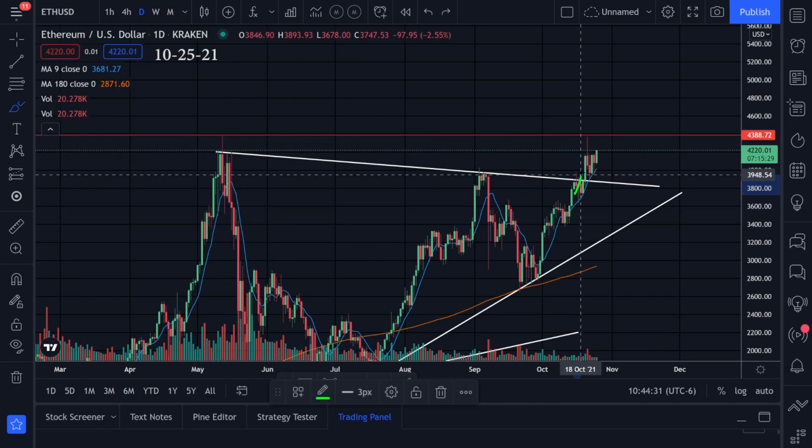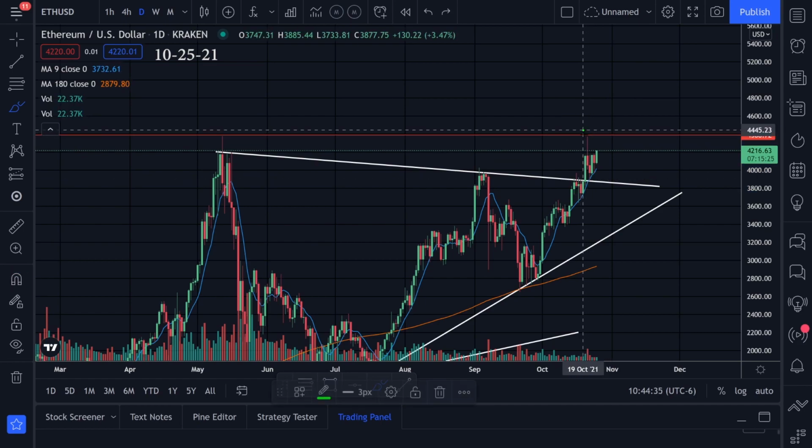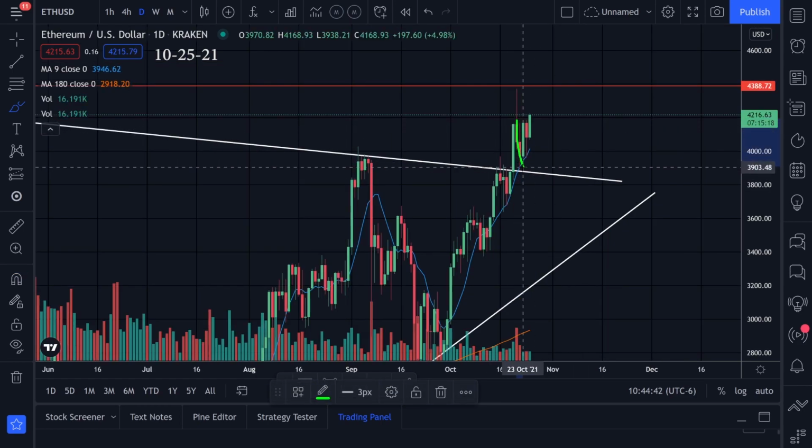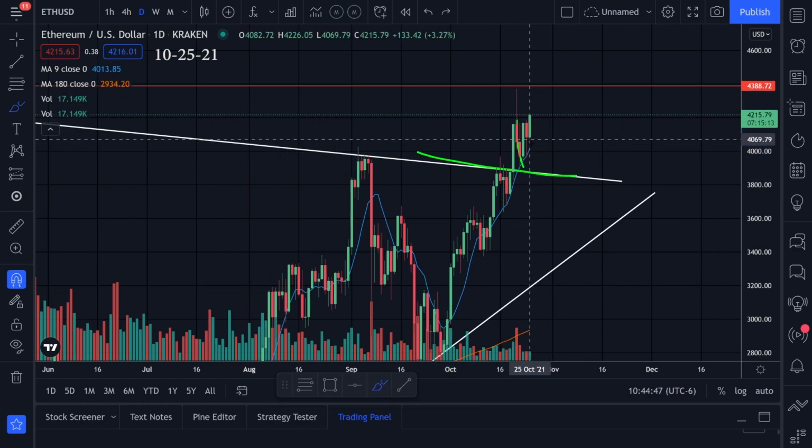Pretty much the same thing happened here. We came up, hit that top, and then came right back down. What I do like is that we bounced off this trend line right here. We got a bounce on that trend line and it looks like we're heading back up.